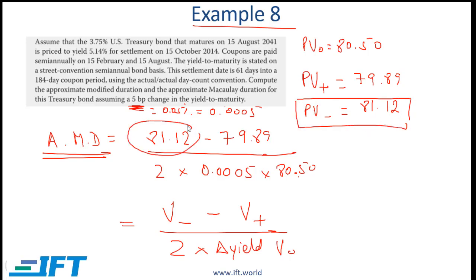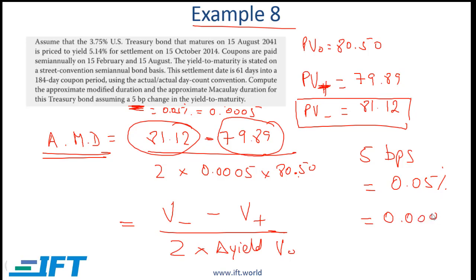So that's what's plugged here, minus the plus value. Plus means that interest rates go up. Here the value of the bond is actually lower, 79.89, divided by 2 into change in yield. The change in yield is 5 basis points, which is the same thing as 0.05%, which is the same thing as 0.0005. The number here has to be in decimal, and then multiplied by the initial value, which is 80.50.